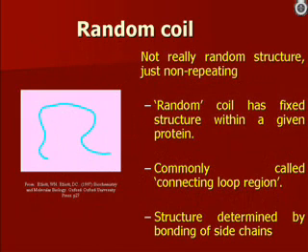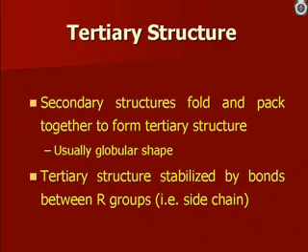Now the third level of conformation is the tertiary structure. Tertiary structure is formed when the secondary structures fold and pack together, and it gives the globular shape mainly. Tertiary structures are stabilized by bonds between the R groups, that is the side chains.